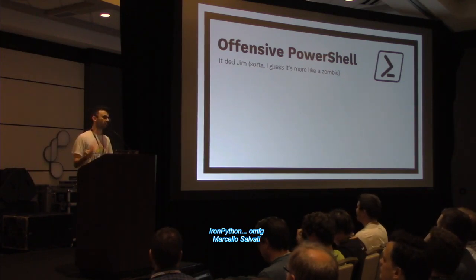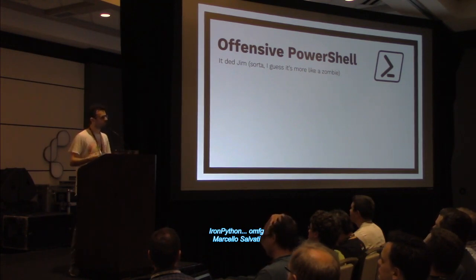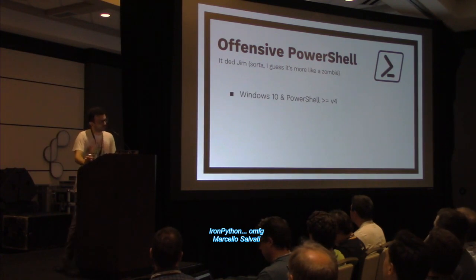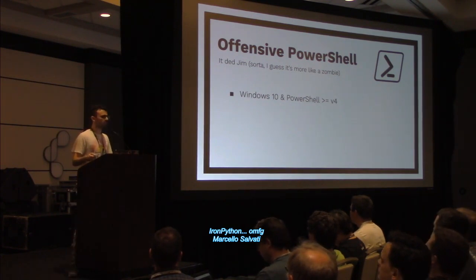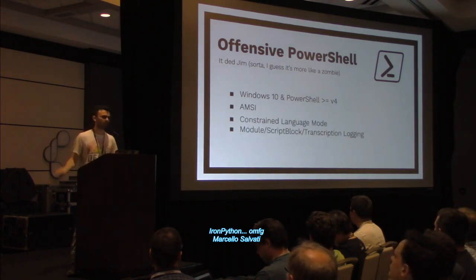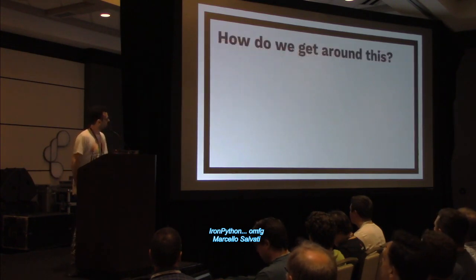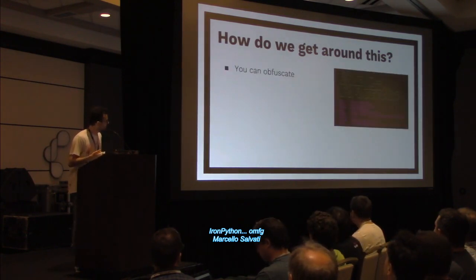But at least at Black Hills, most of our clients only run Windows 10 most of the time, and so they have the latest and greatest stuff in terms of EDR solutions. And so we sort of have to improvise a lot of the time, right? And like I said, usually our clients have Windows 10, PowerShell version 4 or greater, which has AMSI, they have constrained language mode, most of the time they have module or script block logging or transcription logging, whatever they see fit. So how do we get around this?